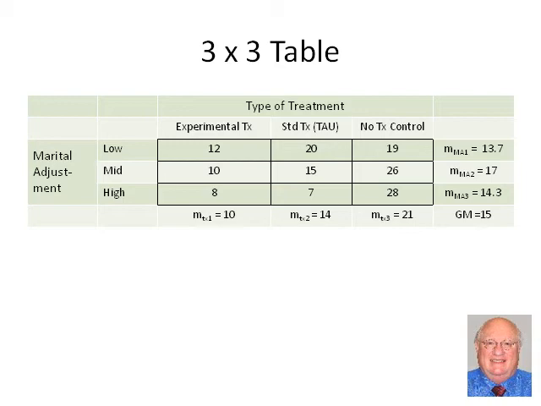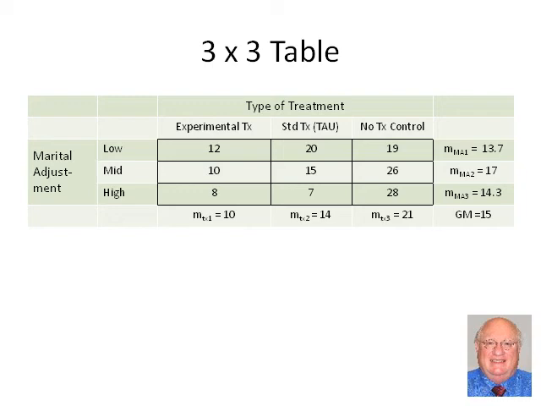Thus, the cell mean 12 is the mean BDI of the individuals in the experimental treatment who had low marital adjustment, and the cell mean 15 is the mean BDI of the individuals in the treatment as usual group who had moderate levels of marital adjustment prior to starting therapy. Thus, the means in the cells reflect the effect of both type of treatment and marital adjustment on the dependent variable.